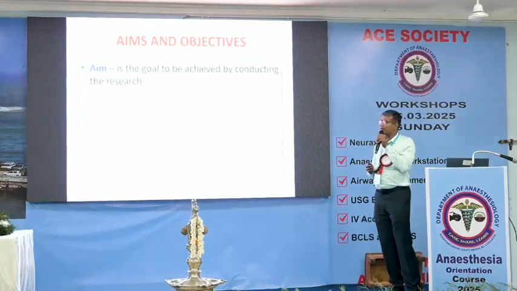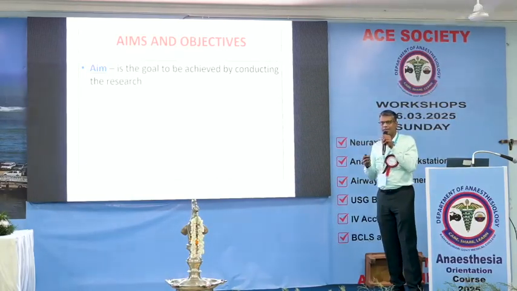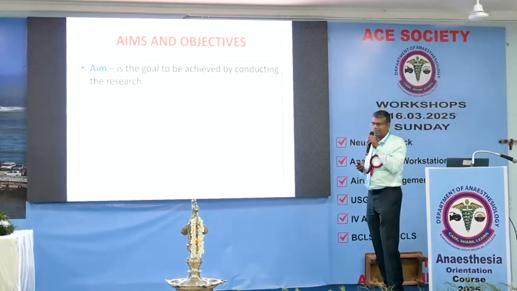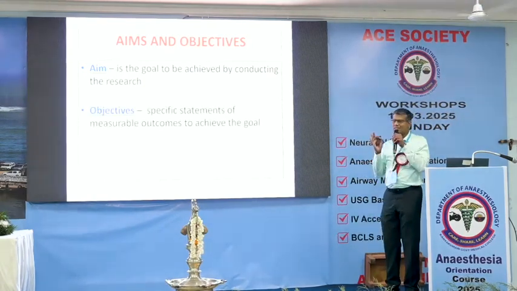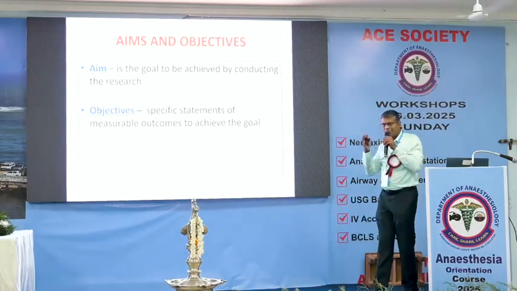Next comes the aims and objectives. What do you mean by aim? It is a goal to be achieved by conducting the research. For example, you are trying to assess the efficacy of a drug or something like that. So that is the aim. Whereas objectives are the specific statements of measurable outcomes to achieve one particular aim.